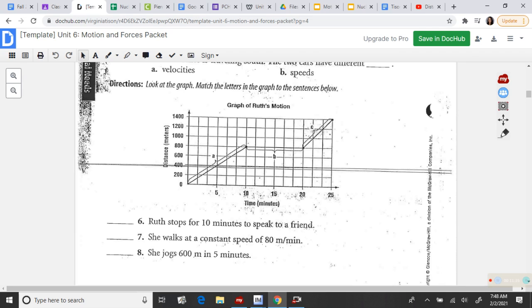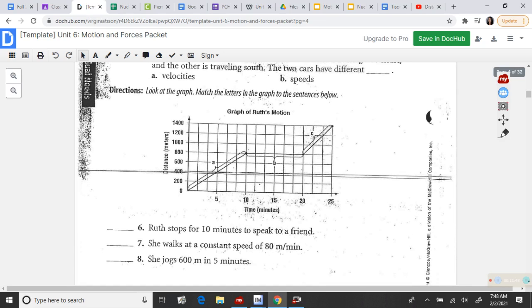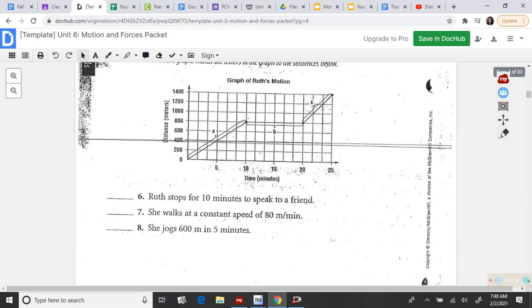She walks at a constant speed for 80 minutes. Now where would you see her walking at a constant speed? All right, think about that. I'm sorry, 80 meters per minute. So you may have to do distance divided by time. And then she jogs 600 meters in 5 minutes. Well, the only place I see a 5-minute increment is C. And you can tell she goes from 800 to 1400, which is 600 meters. So go ahead and fill that out.